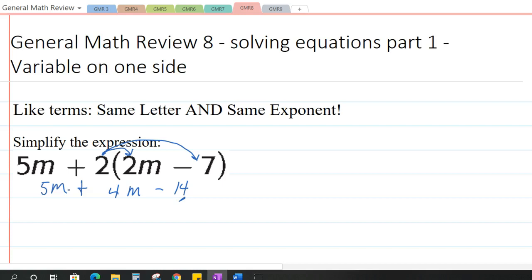Now I'm going to combine my like terms. They have to have the same letter and the same exponent. Here I have two m's, and both the m's have an invisible 1 as an exponent, which means they are like terms. 5 plus 4 is 9m, and I'm still left with a -14. The 9 has an m, the 14 doesn't, which means they are not like terms, and that would be my answer for simplifying this expression.